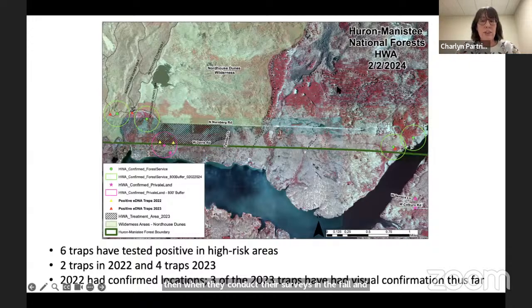So this is relatively new data from just a couple weeks ago, where they surveyed areas where we got positive hits. And here are the areas where they found infested trees. So there is one other positive trap that we've indicated that's not on this map. It's in a different part of the forest. And they're going to be conducting visual surveys over the next couple of weeks in those areas.